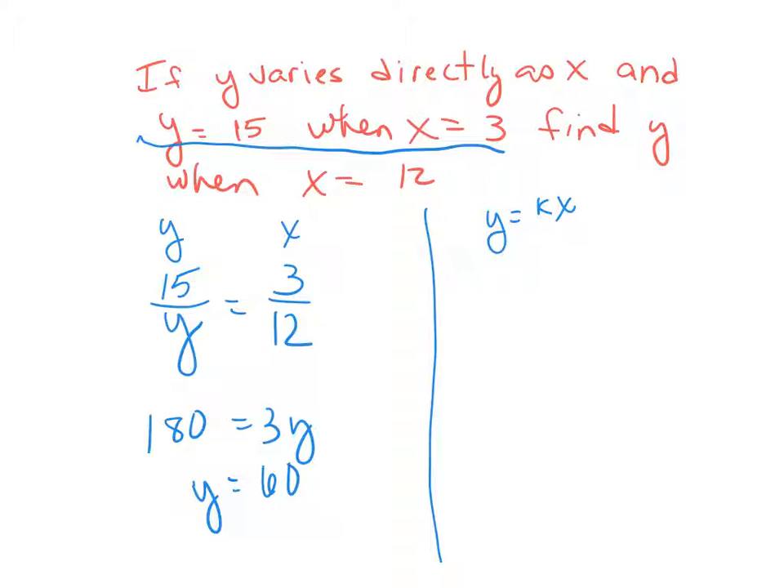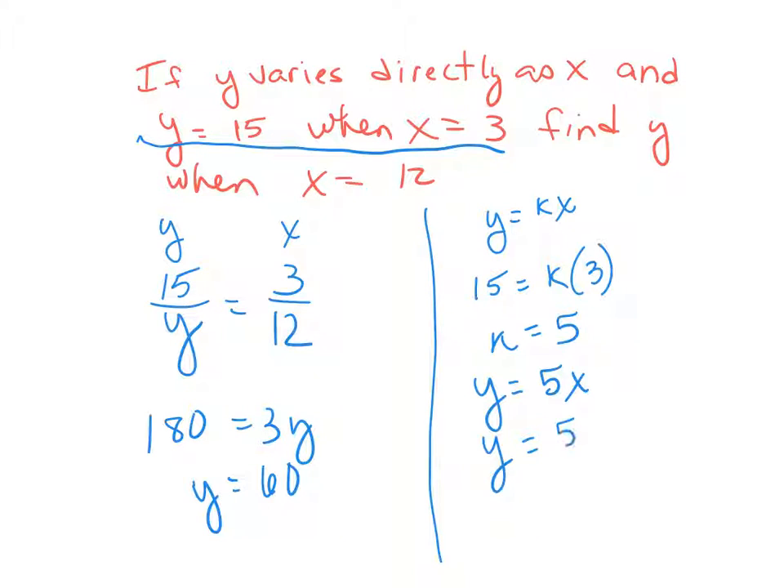The other way is using the constant. We still use the full piece of information. So 15 equals k times 3. So k equals 5. So now I know that y equals 5x. Find y when x is 12. So 5 times 12 is 60. Either way, y is 60.